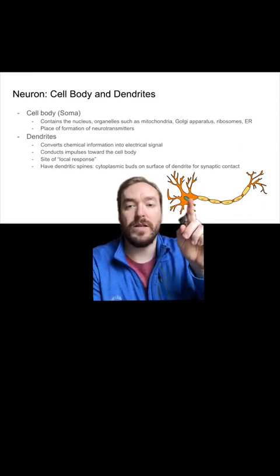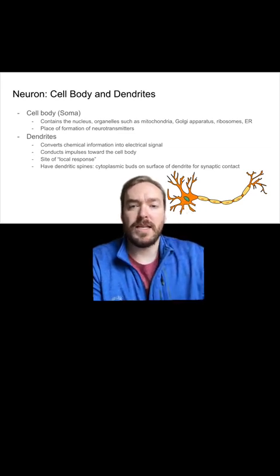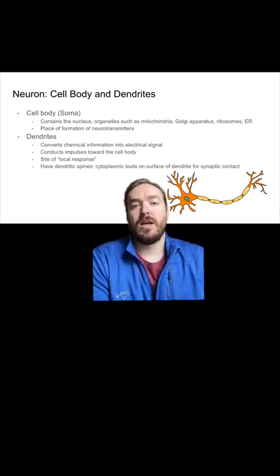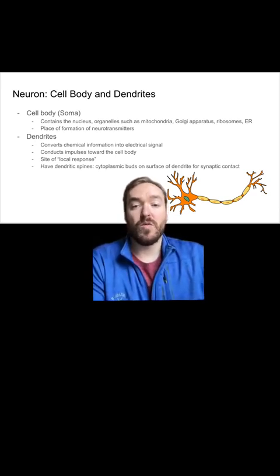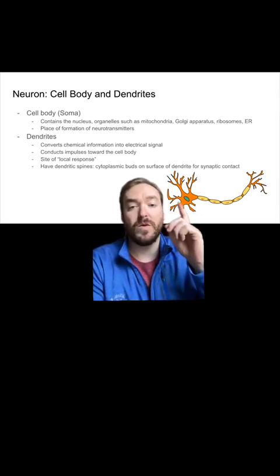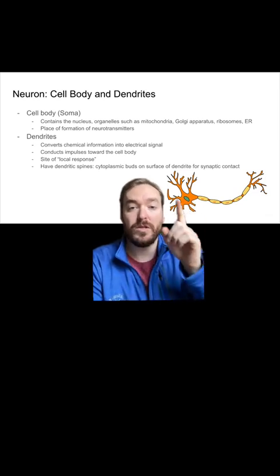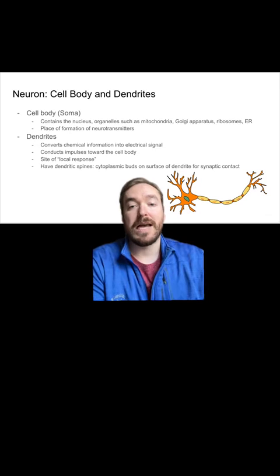So the cell body is this more central orange portion here, and then the green portion in there is the nucleus. We refer to the cell body as the soma, and it contains organelles such as mitochondria, Golgi apparati, ribosomes, and the endoplasmic reticulum. It's also the place of formation of neurotransmitters, which are important because those neurotransmitters are then turned into electrical impulses so that an action potential can be sent down the neuron.